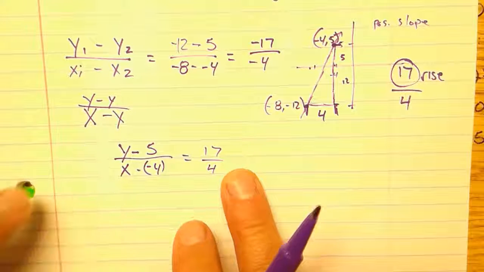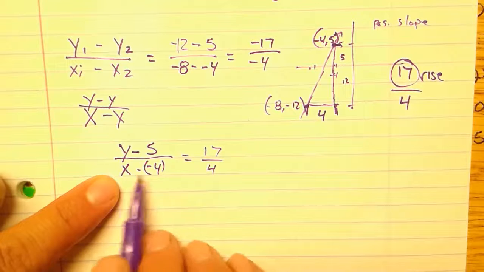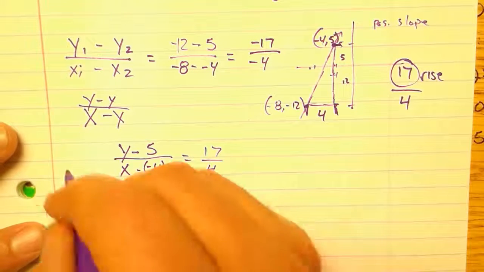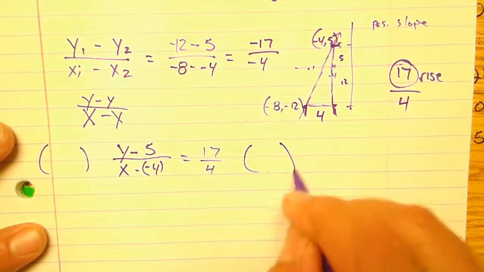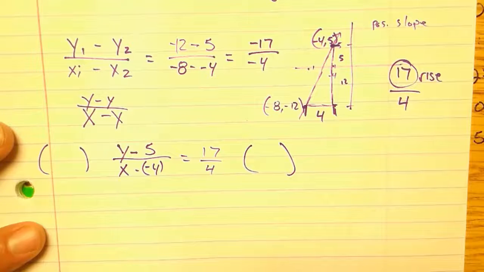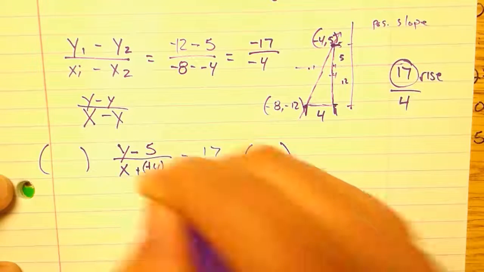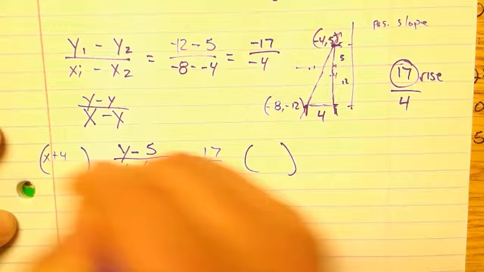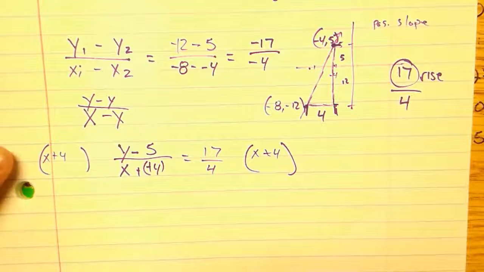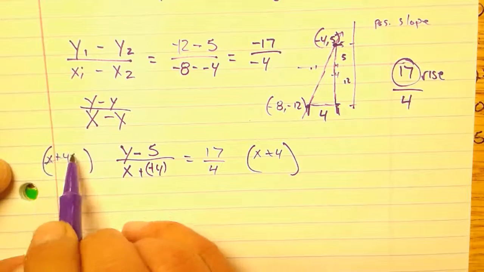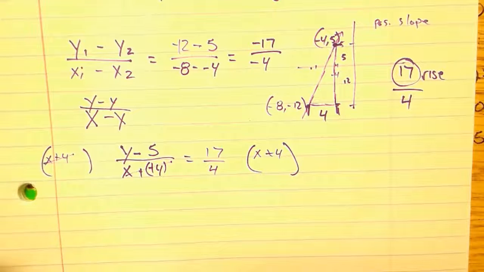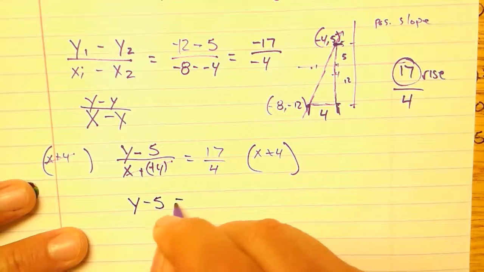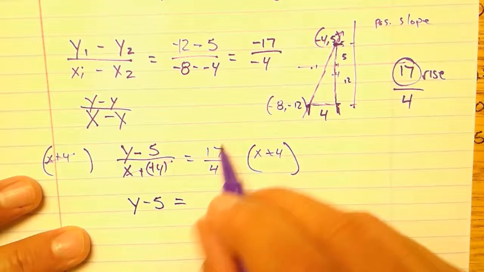Secondly, I need to get rid of that x minus -4. So one of the things that I would do is multiply both sides by x minus -4. I don't like saying x minus -4, so I'm just going to say add the opposite, so it's x plus 4. And x plus 4 is what I have here. When I multiply this by this, it cancels that out. And I'm left with y minus 5 is equal to 17/4 times x plus 4.